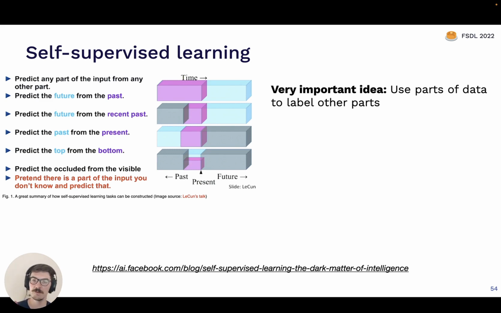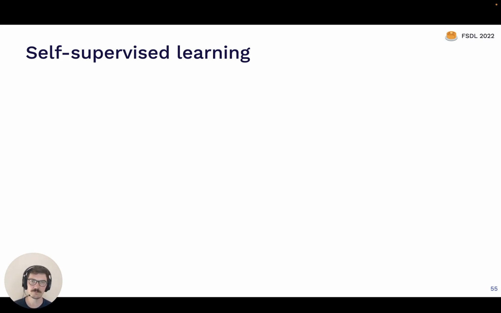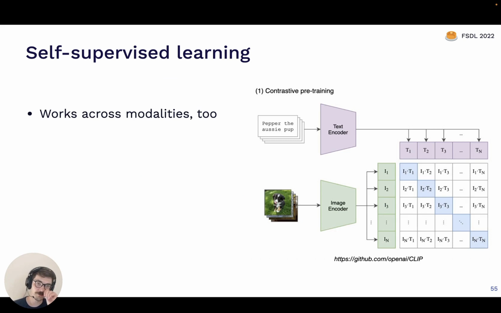But I can also mask the middle of the sentence and use the whole sentence to predict the middle, or I can even mask the beginning of the sentence and use the completion of the sentence to predict the beginning. In vision, you can extract patches and then predict the relationship of the patches to each other. And you can even do it across modalities.